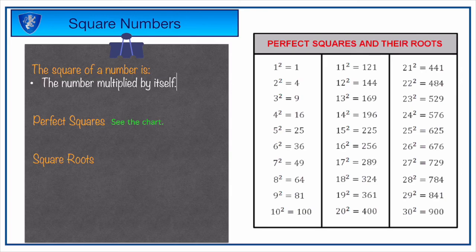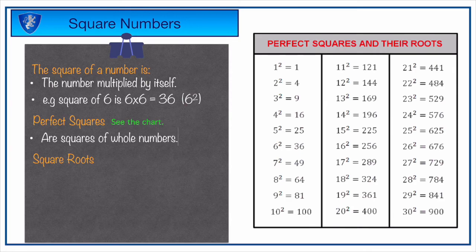So the square of a number is a number multiplied by itself, like 6 times 6 is 36. As you can see here, we've shown 36 as 6 to the power 2, and the 2 indicates that it's a square number. And again here, 4 to the power 2. The square of 4 is 16, the square of 5 is 25, the square of 6 is 36. And all perfect squares are squares of whole numbers.